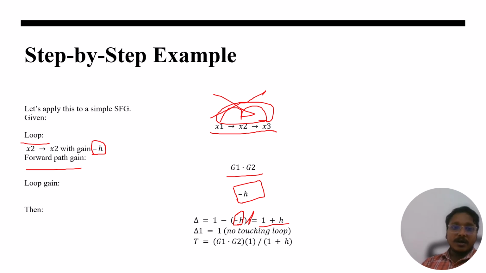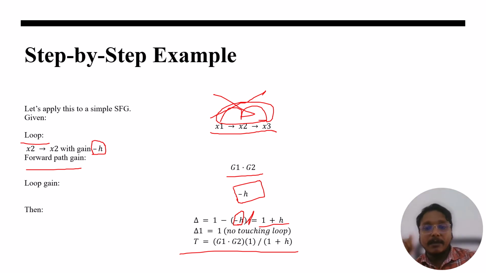How many loops are there? Only one loop, and the forward path is g1 and g2. So the total transfer function is g1 g2 into 1 by 1 plus h. In this way we can identify and represent the transfer function using the Mason-Gain formula. This is the transfer function based only on the Mason-Gain formula technique, not on differential equations or any other mathematical approach.